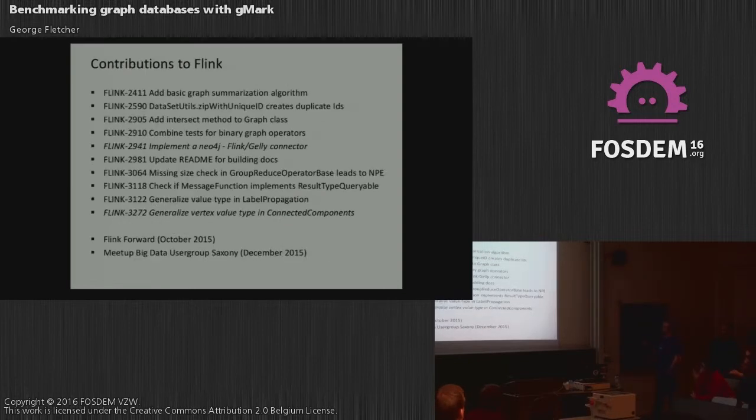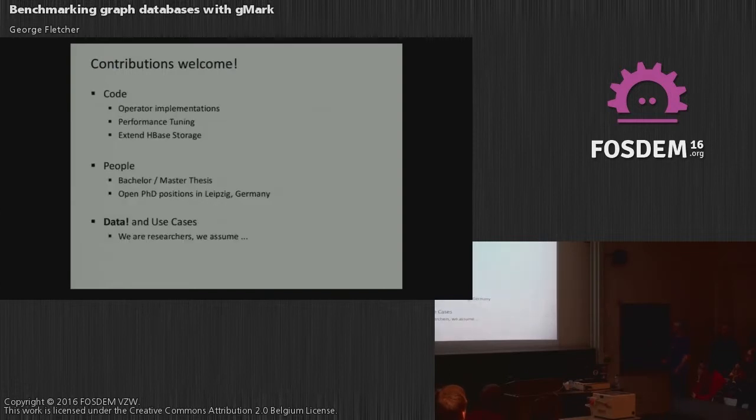Of course, we like open source and we contribute to Flink. If we find bugs or want to add a new feature, then we do this, and this is working really great. And like I said, of course, we are working on a new connector, and it's a work in progress, and I hope it's finished at the end of February. I also presented it at Flink Forward, some meetups, and of course, contributions to our project are also welcome.